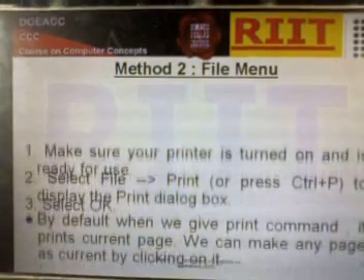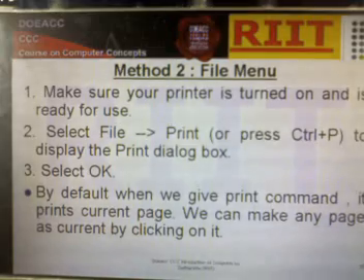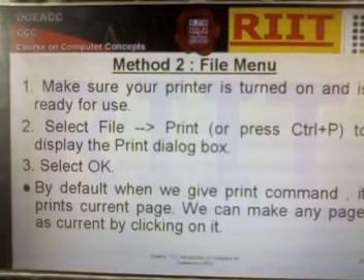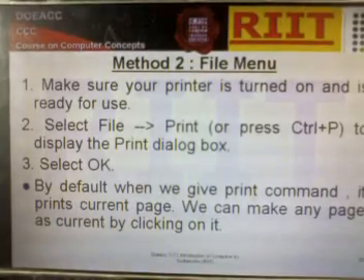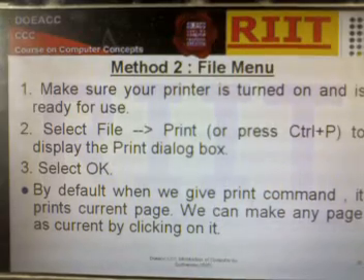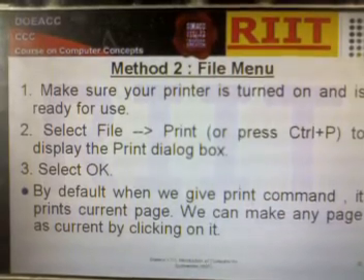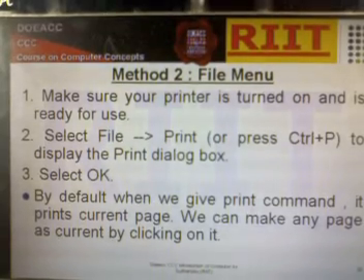Method 2, File menu. Make sure your printer is turned on and is ready for use. Select File, Print or Ctrl P to display the Print dialog box. Select OK. By default, when you give the print command, it prints the current page. You can make any page current by clicking on it.